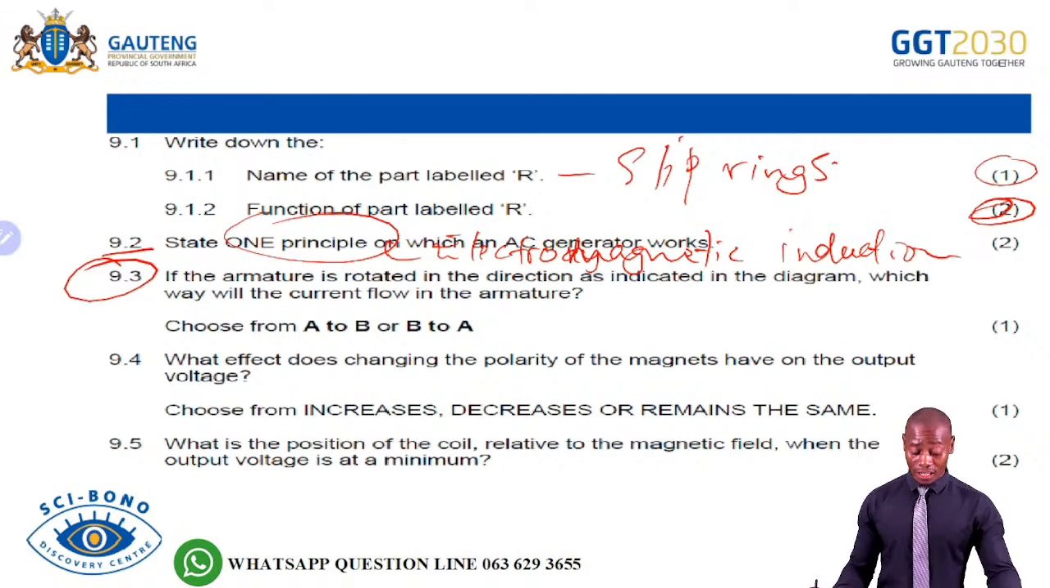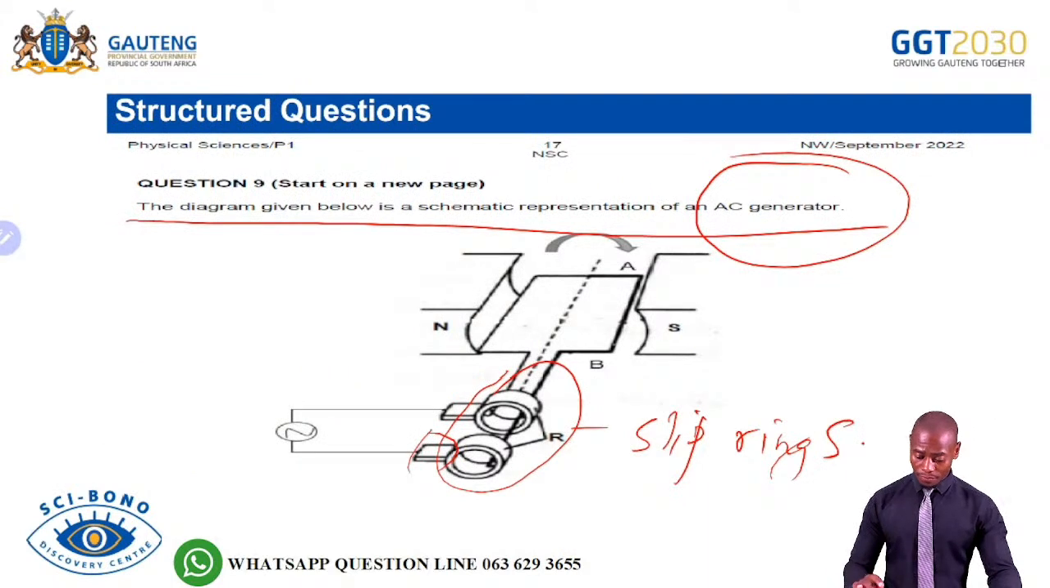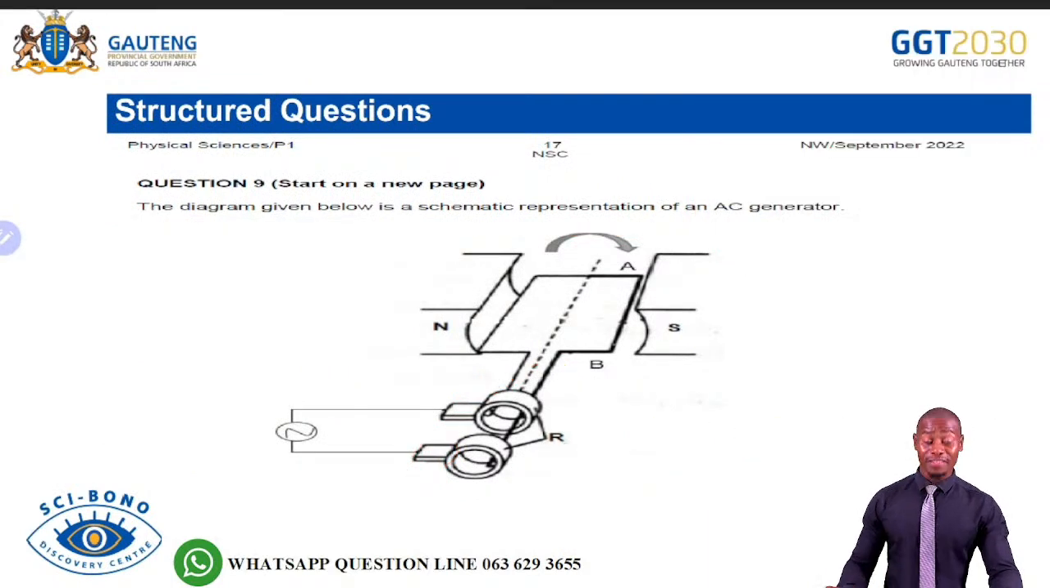For that question, you can't say yes. You have to choose either A to B or B to A. There's no X to Y or Y to X, but you need to choose from A to B or B to A. Okay. Then let's check. This is a generator, learners, and to find the direction of the induced current when it comes to generators, we use Fleming's right-hand rule.